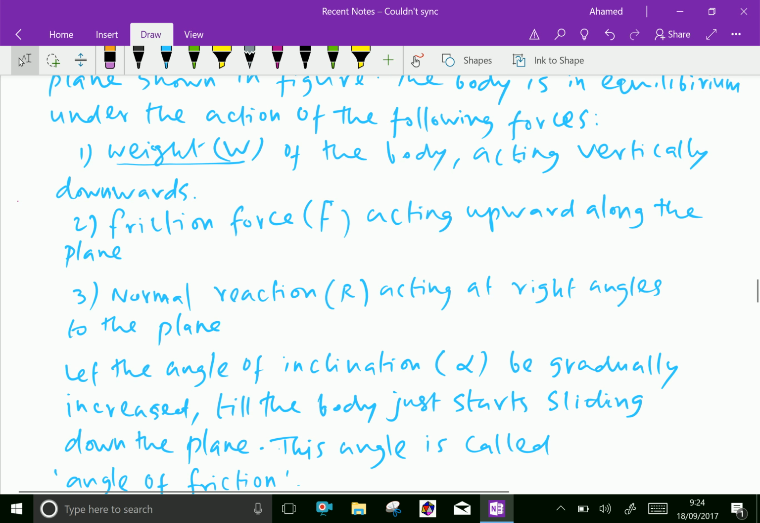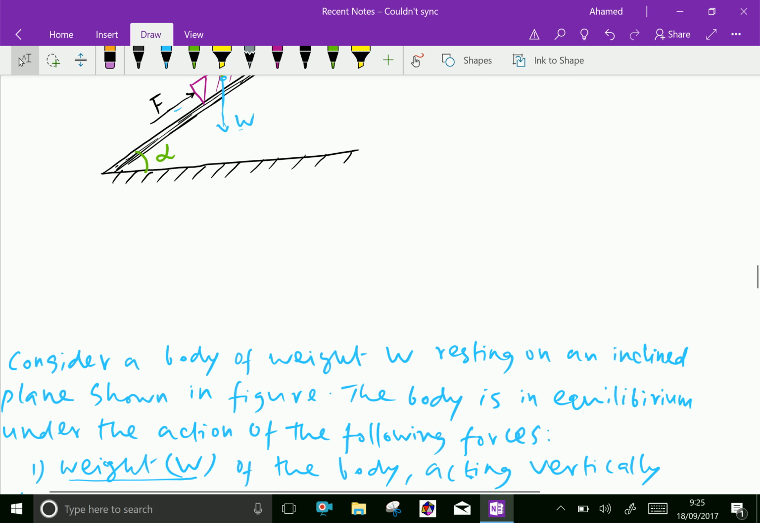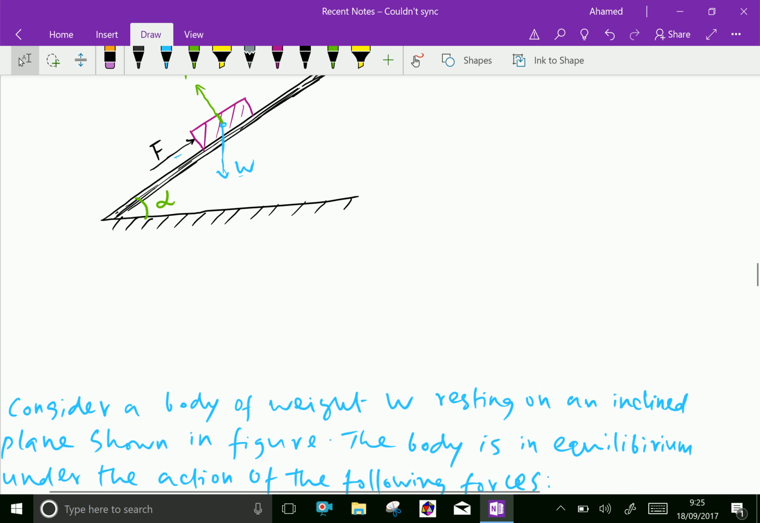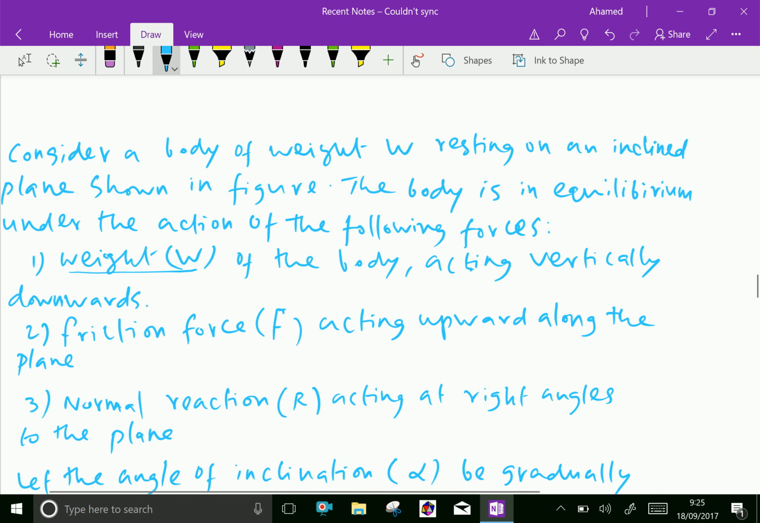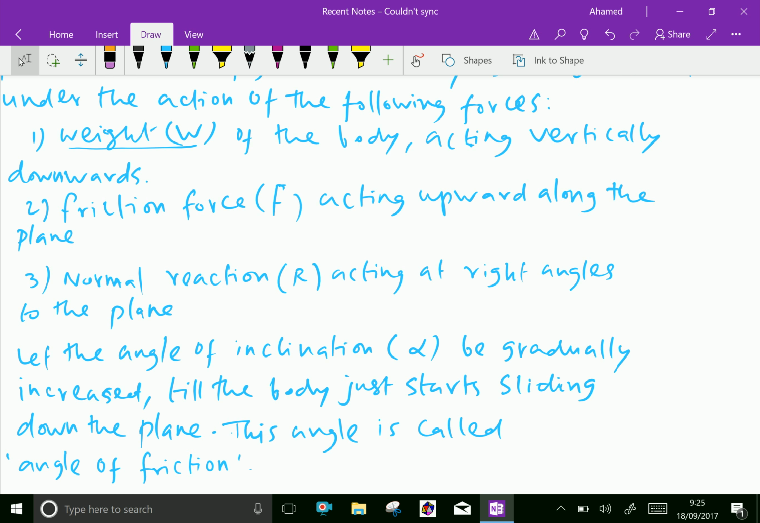Let the angle of inclination alpha be gradually increased till the body just starts sliding down the plane. This angle is called the angle of friction. Here alpha must be set at a limit so that the body tries to slide downward. At that time, the frictional force between the body and the inclined plane is the limiting friction. At that position, the angle of inclination is called alpha.